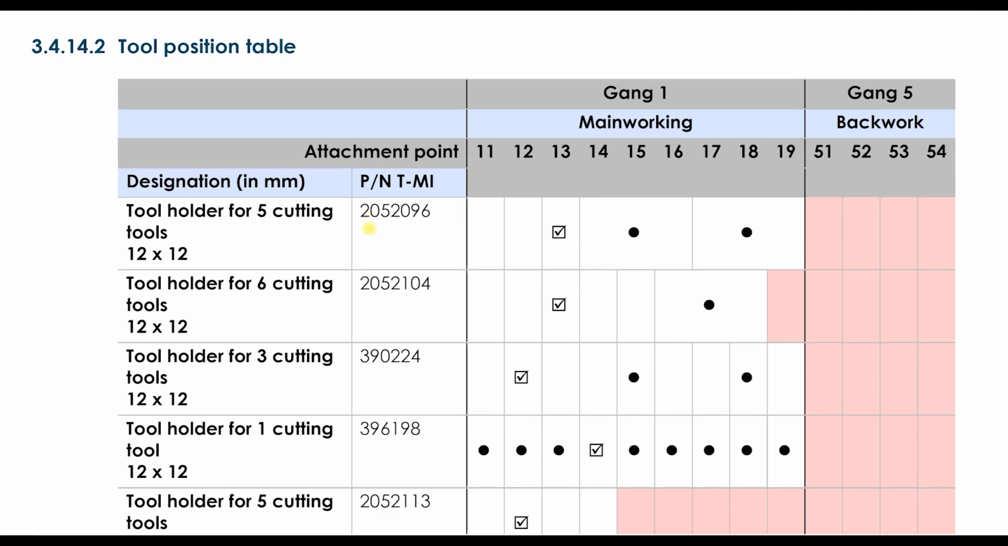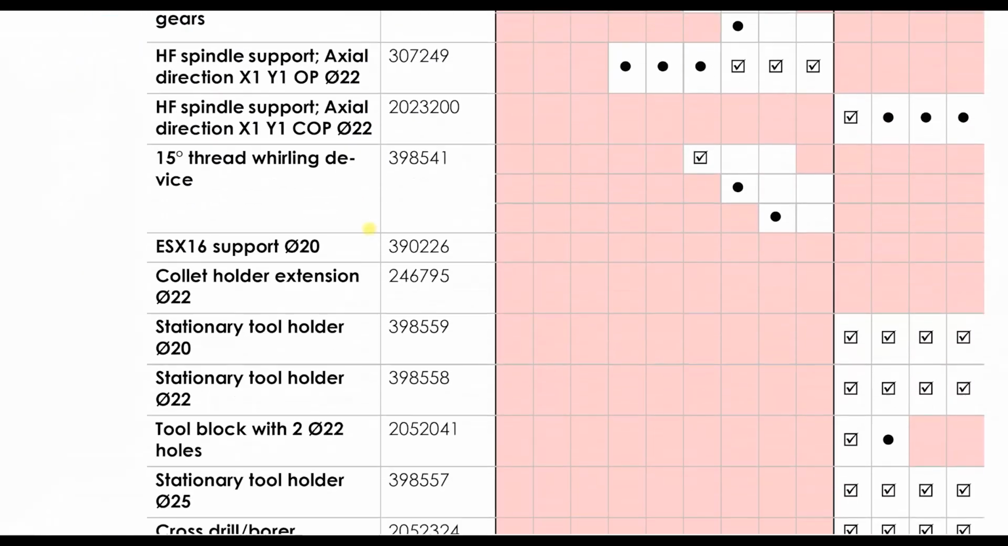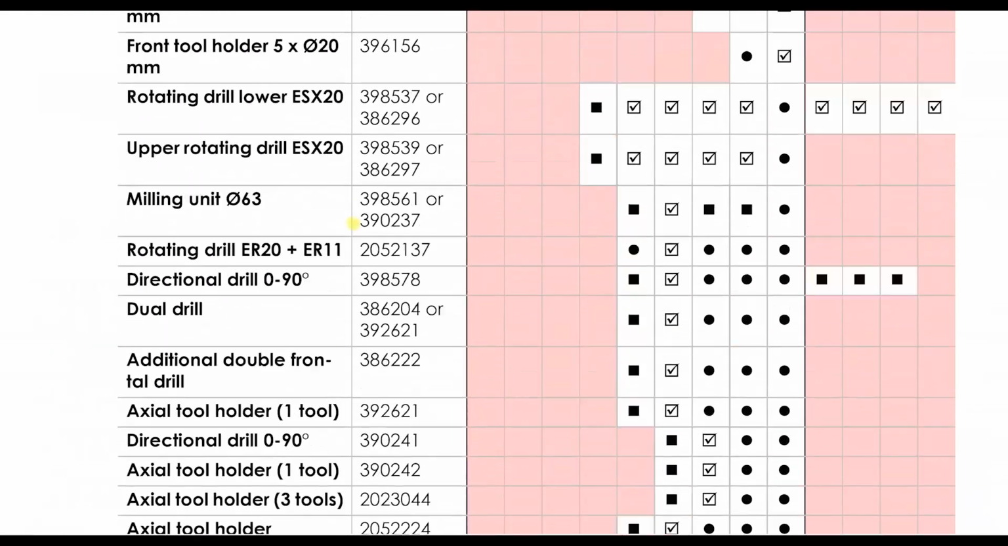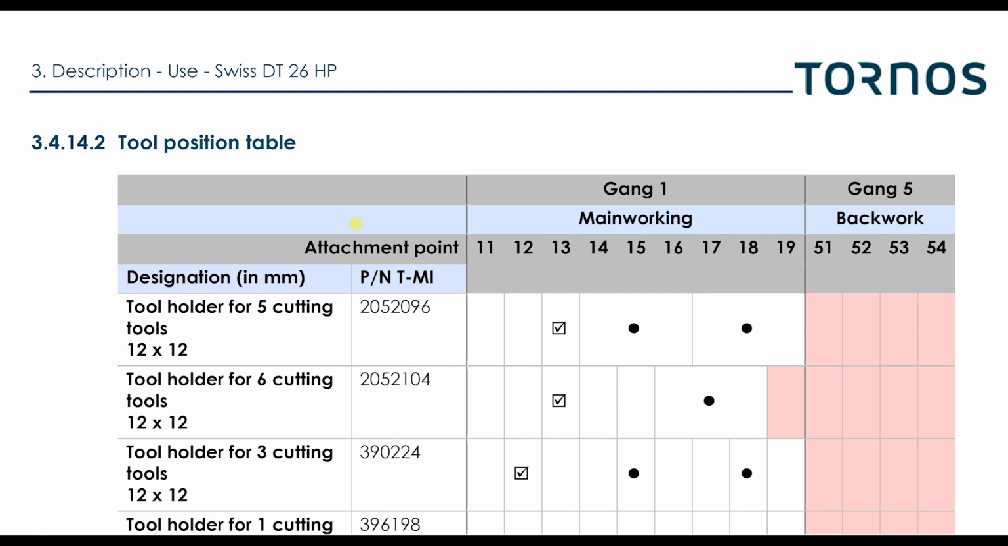This table presents all available holders to mount on DT26HP machine. This table is contained in Tornos documentation titled Maintenance and Use. This list of available holders is also contained in TISIS. Each holder has as attribute a unique identifier and the list of fixation points where we can assemble a given holder. The correction of holder configuration is validated in TISIS and also checked on a machine.